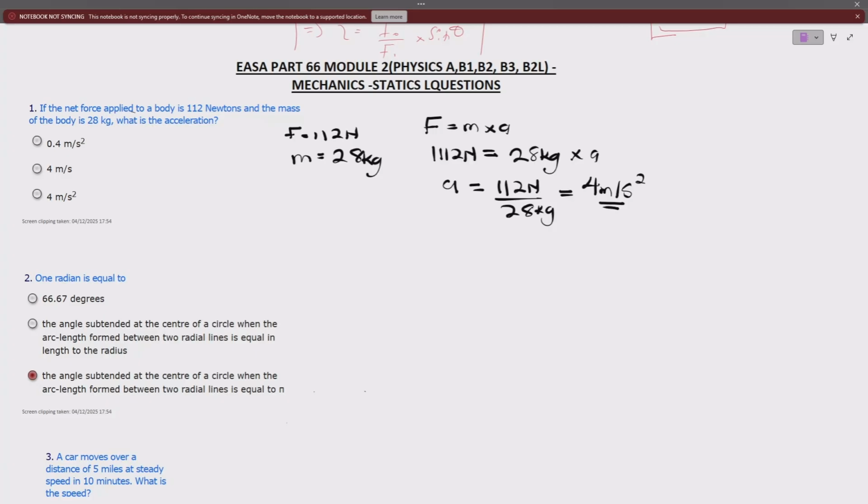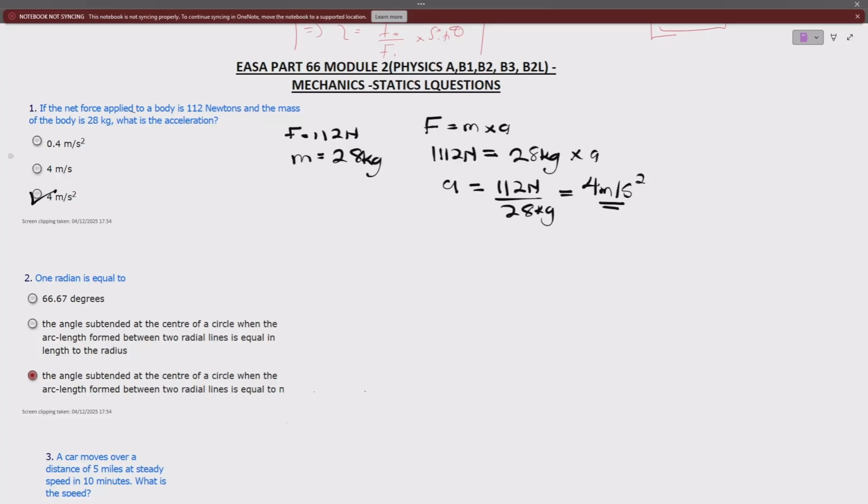Take note of the units. It's asking for acceleration, so it's meters per second squared. It's not meters per second. Meters per second is velocity. So that is the right answer.